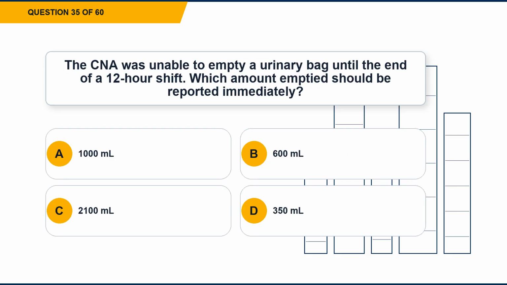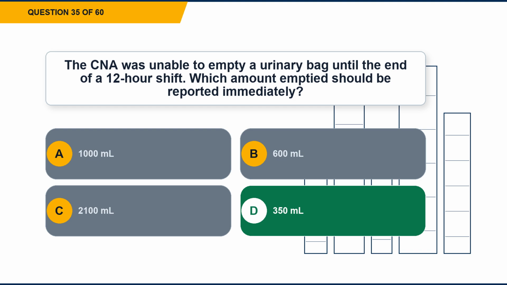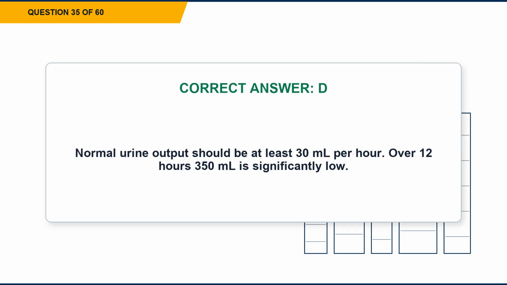Question 35. The CNA was unable to empty a urinary bag until the end of a 12-hour shift. Which amount emptied should be reported immediately? Option A, 1000 milliliters. Option B, 600 milliliters. Option C, 2100 milliliters. Option D, 350 milliliters. The correct answer is option D, 350 milliliters. Explanation. Normal urine output should be at least 30 milliliters per hour. Over 12 hours, 350 milliliters is significantly low.